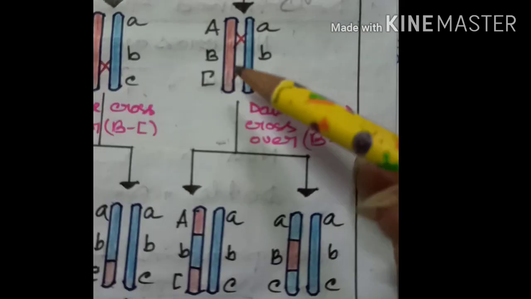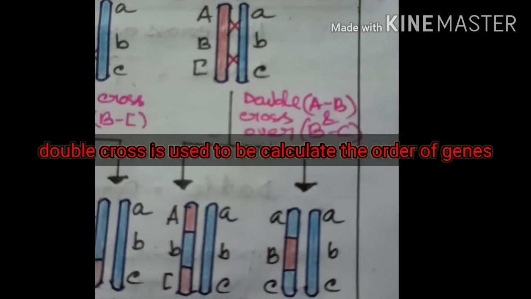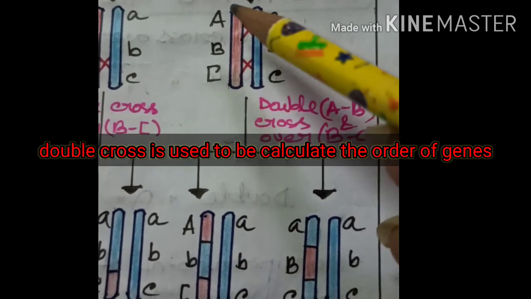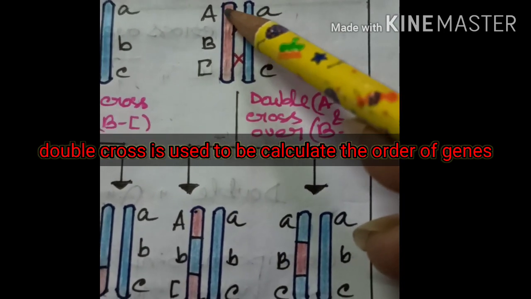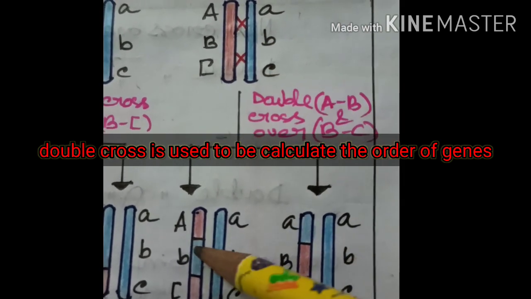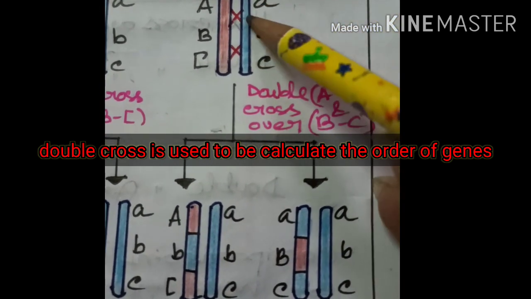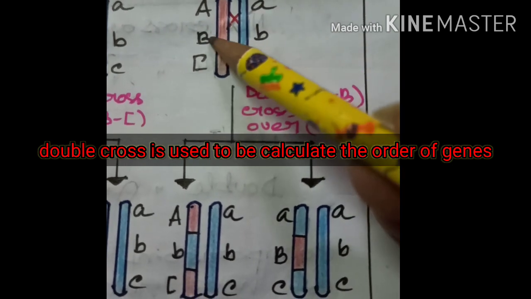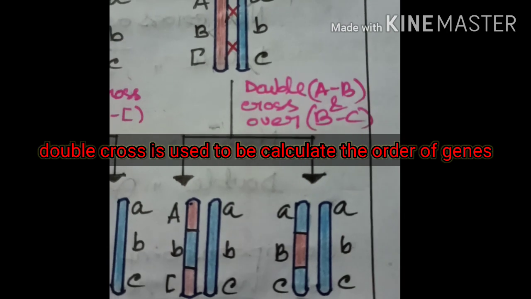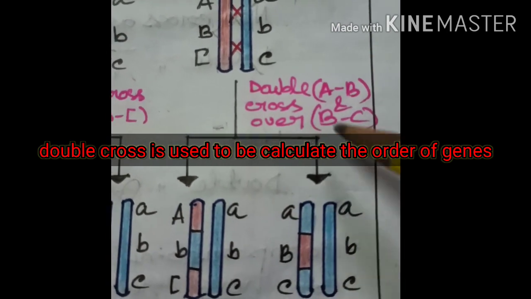And next, double crossover between A and B, and B and C. So we can get capital A, small b and capital C. And another one, small a, capital B, small c. And the rest.